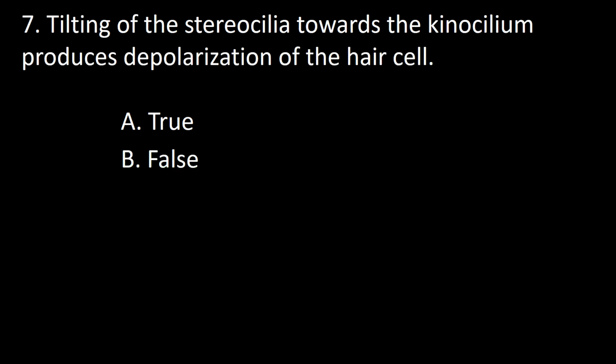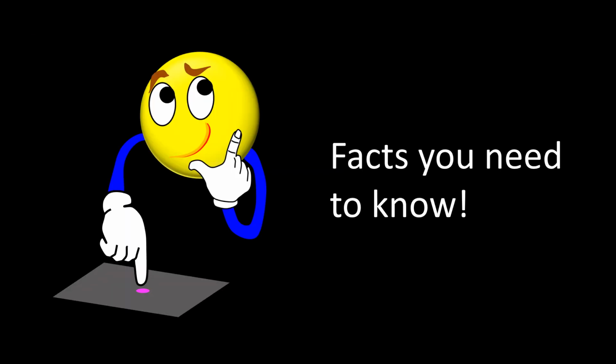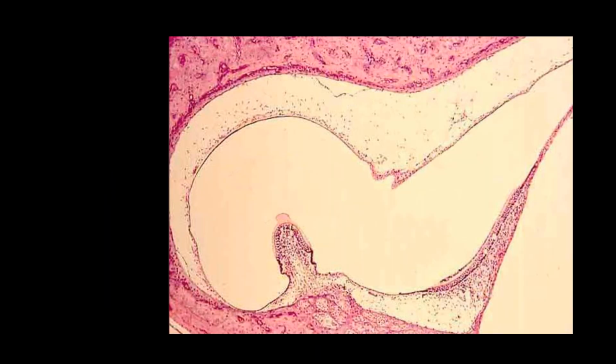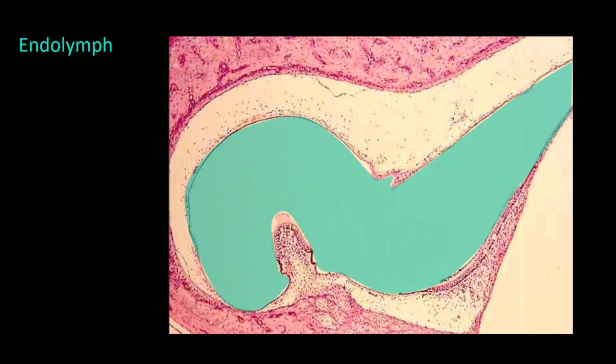Next question. Tilting of the stereocilia towards the kinocilium produces depolarization of the hair cell. A true, B false. In the process of answering this question, I would like to go through a set of facts. Number 1, hair cells are bathed in endolymph and perilymph. This is the histological specimen I showed you before. Endolymph bathes the surface of the hair cell in the macula and the crista ampularis.